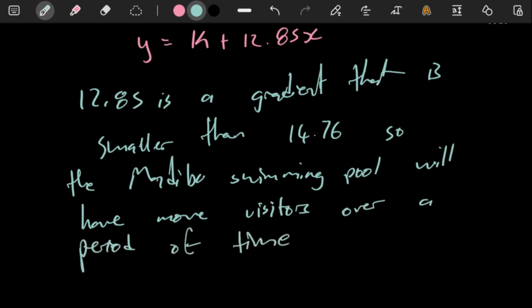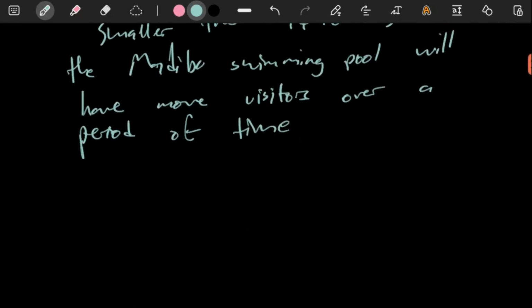So that's basically the big idea here. You're just going to mention the gradient, and then you mention whichever one is going to be a bit higher. So this is good enough. Now you may be thinking to yourself, but for 3 marks, would you not want to say more? Not necessarily. This is good enough: this is a gradient that is smaller than this, and so on.